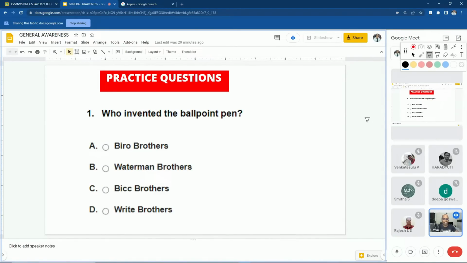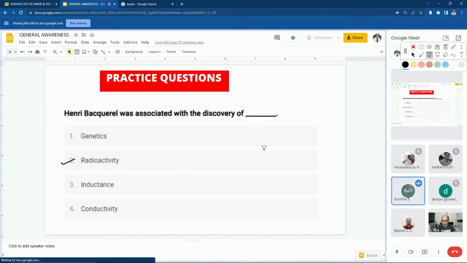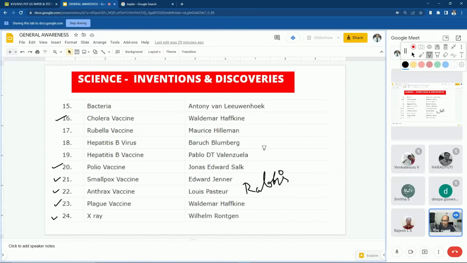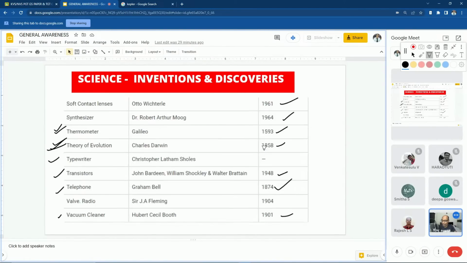Next, Rajesh sir. Who invented the ballpoint pen? Biro brothers, Waterman brothers, Big brothers, Wright brothers. Biro brothers, sir. Sir, in that list somewhere, some Loud something was there, no, sir? One second. Ballpoint pen, correct? We'll go back now. Check the slide. Ballpoint pen.